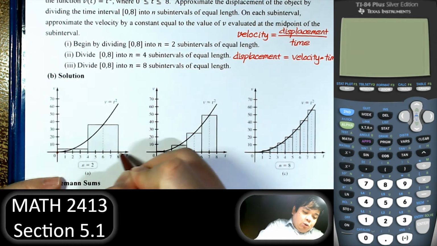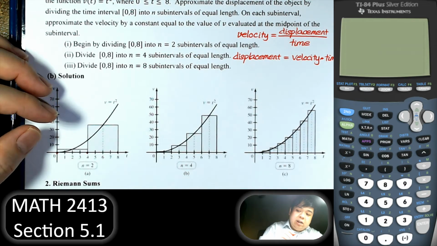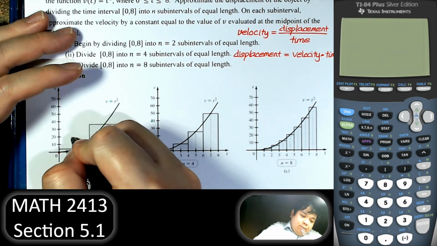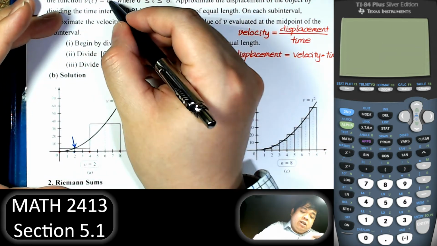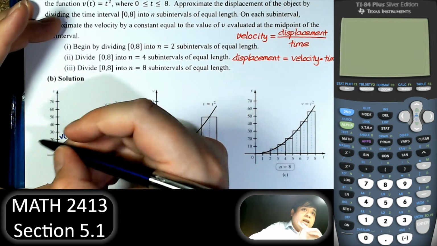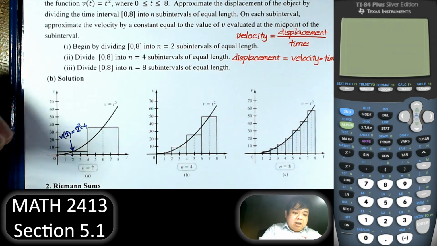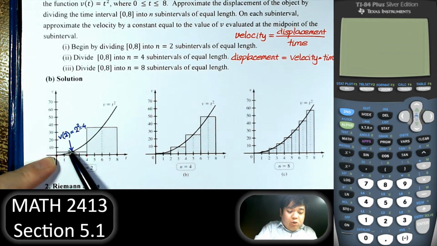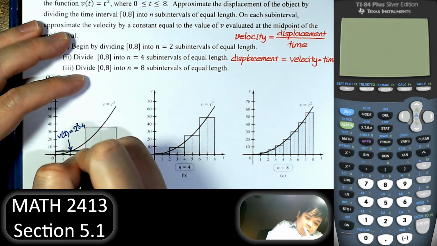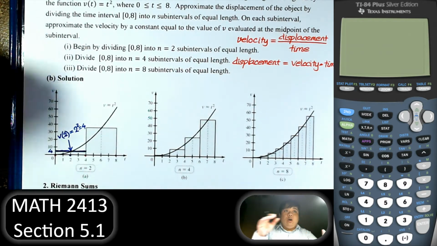We divide 0 to 8 into two subintervals, 0 to 4 seconds and 4 to 8 seconds, right? From 0 to 4, we take the midpoint, which is 2. The speed at 2 seconds, with v of t equal to t squared, is 2 squared, which is 4. So even though the velocity changes from 0 to 4 seconds, we assume a constant velocity equal to 4. We just take the midpoint, find the velocity, and assume all the velocity on the interval equals that at the midpoint.